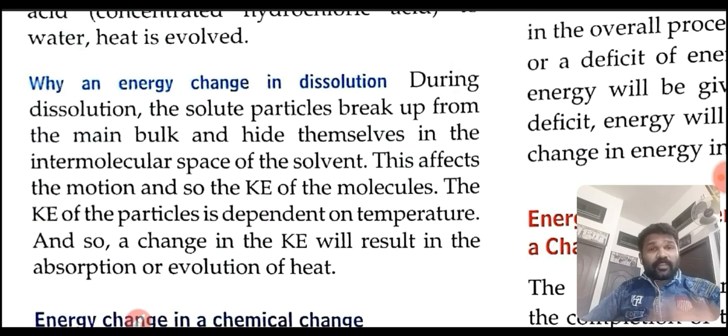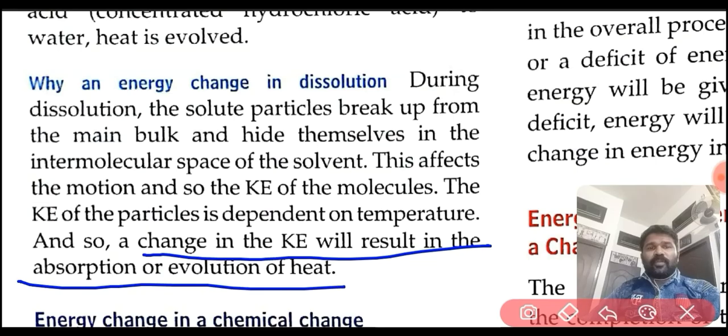This affects the motion and so the kinetic energy of the molecules. The kinetic energy, that is KE, of the particles depends on the temperature. And so, a change in the kinetic energy will result in the absorption or evolution of heat.